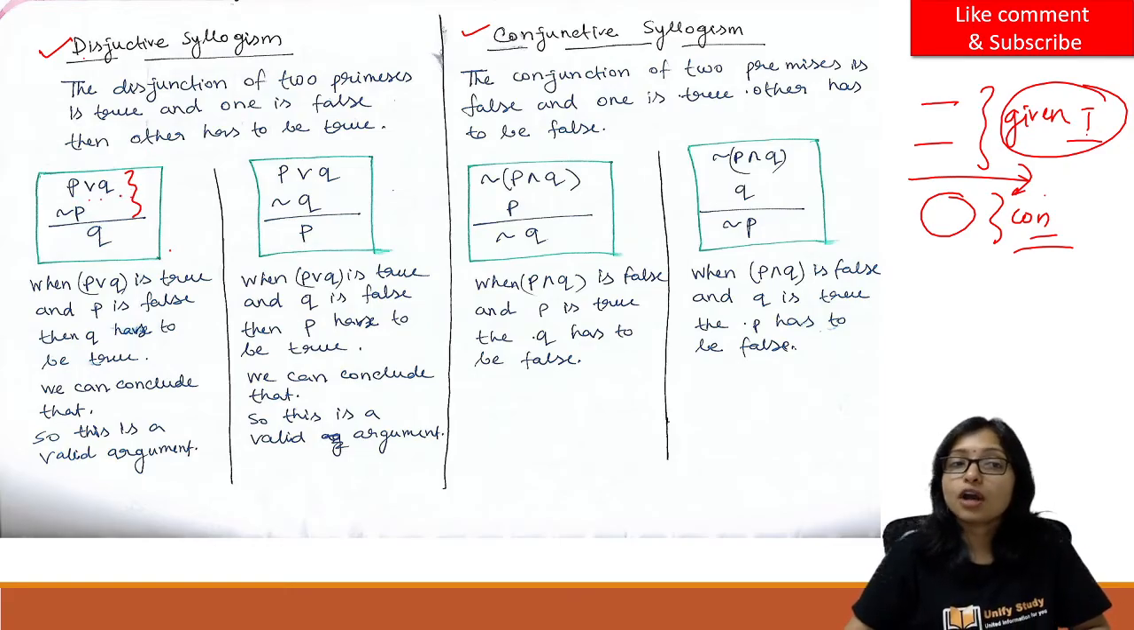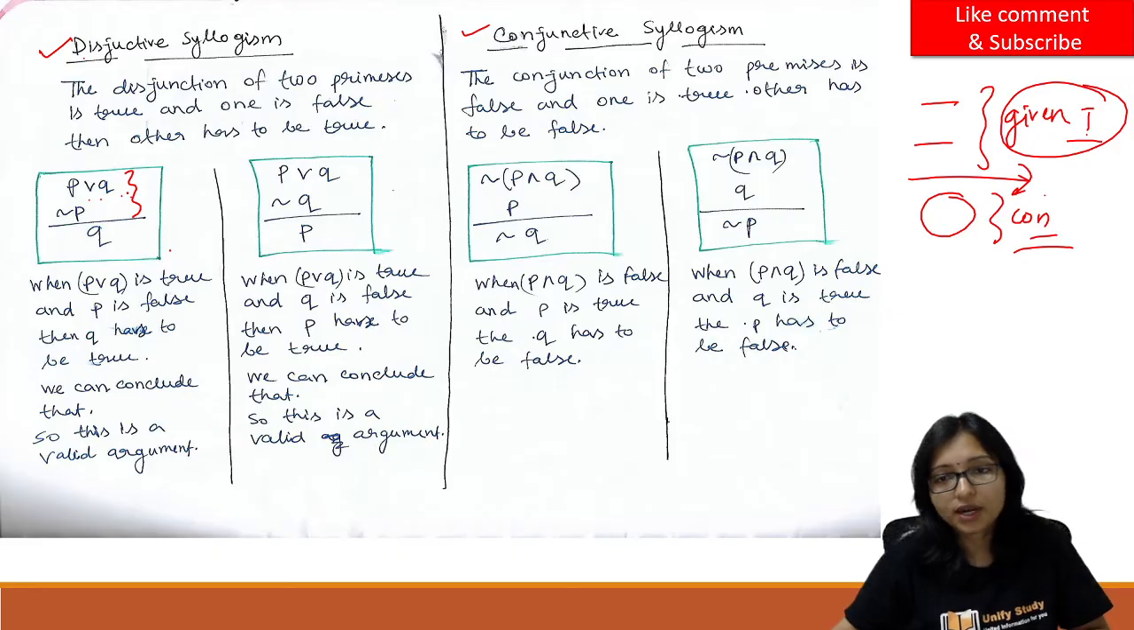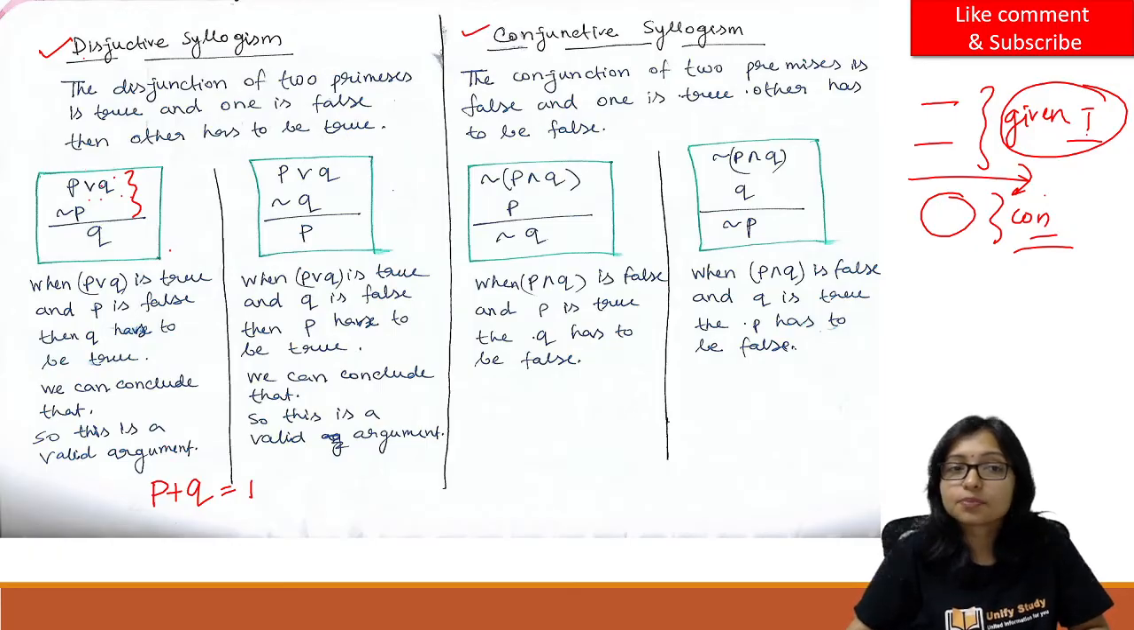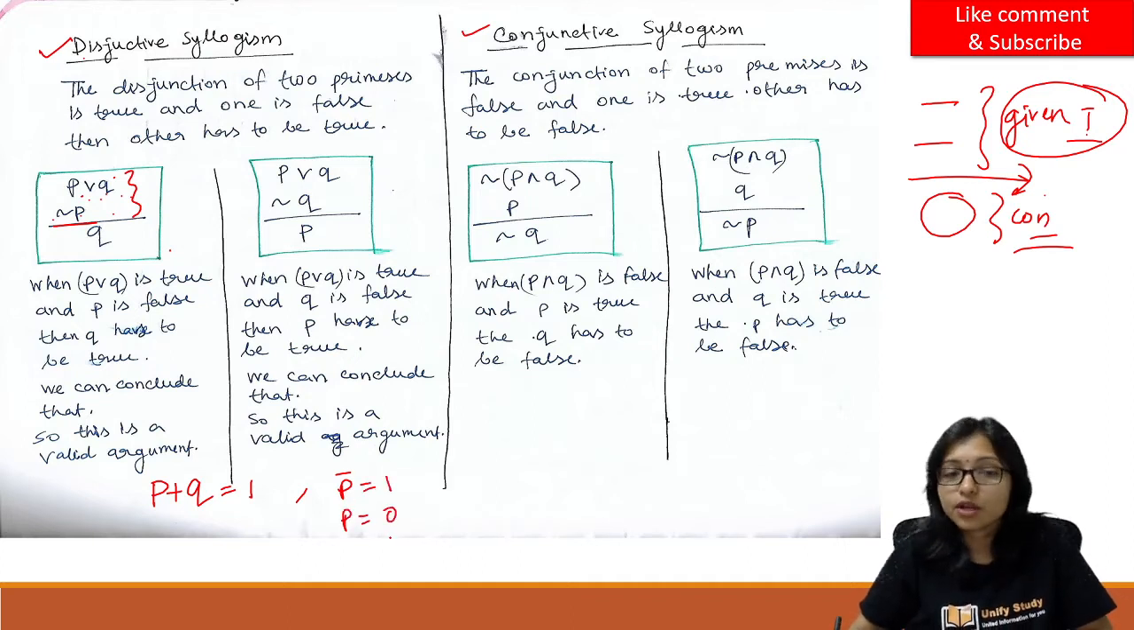P or Q is given true. Means what? Actually, P plus Q equals 1. P or Q given true means it is 1. Another one is also given, that is not P is true. So what is another one? Not P equals 1. So what is P? P equals 0.